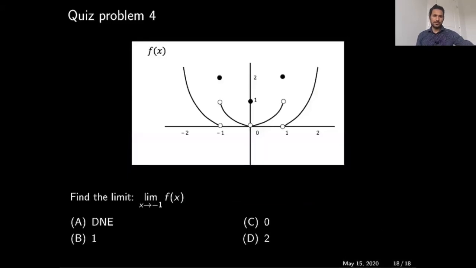Here I have one last quiz problem, quiz problem number 4. Take two pieces of paper and calculate the limit of the function as x approaches -1. Pause the video for 1 or 2 minutes, and once you have the answer, you can leave your answer in the link above to compare with the other audience.